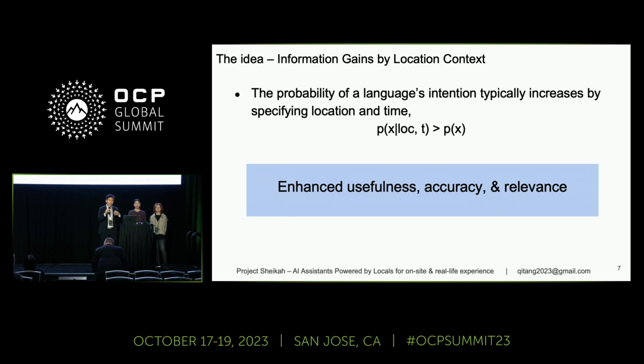Like I said, here today, I'm pitching at the OpenAPI AI-related applications. The likelihood that the language I'm using is understood increases by giving a little bit more context, like I'm here right now. That improves the usefulness, accuracy, and relevance of the chat.